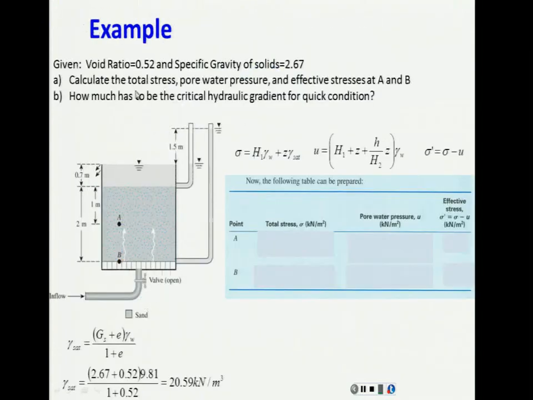An example of this, same thing. Now you have this situation, and you have the void ratio 0.52 and a specific gravity of solids 2.67. Calculate the total stress, pore water pressure, and effective stress at point A and point B. First, this is saturated, right? So you have to calculate your gamma saturated for that soil. And start with the total stress.